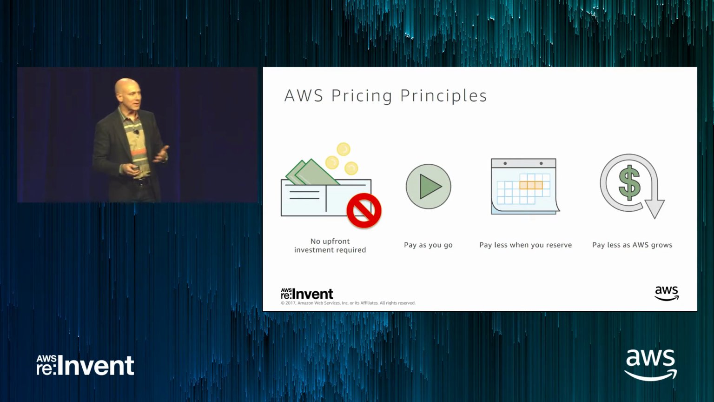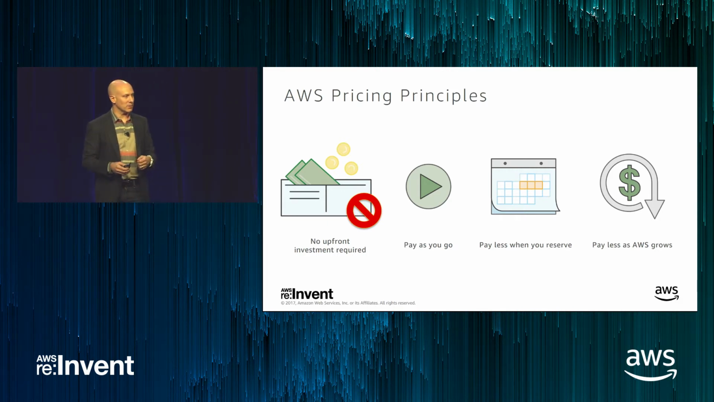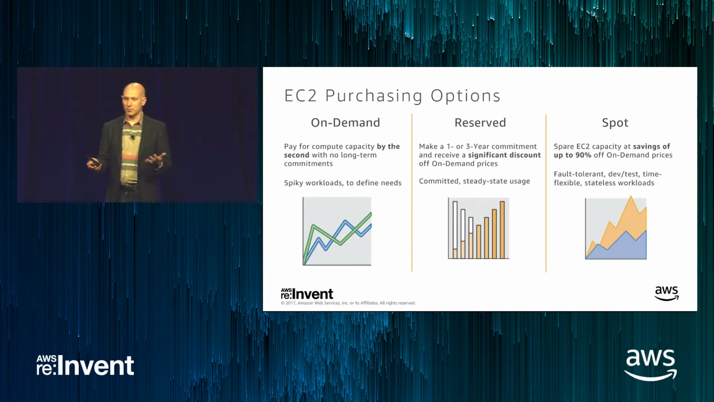So we have continued to innovate on behalf of our customers. We've gotten bigger. We have more regions. We have more availability zones. We have passed that savings on to customers in the form of over 60 price cuts since 2006. And we don't plan to stop. So the purchasing options, put simply, there are three. I mentioned them. You have on-demand, reserved, and spot, and I'm going to go into each of those in a little bit more detail.